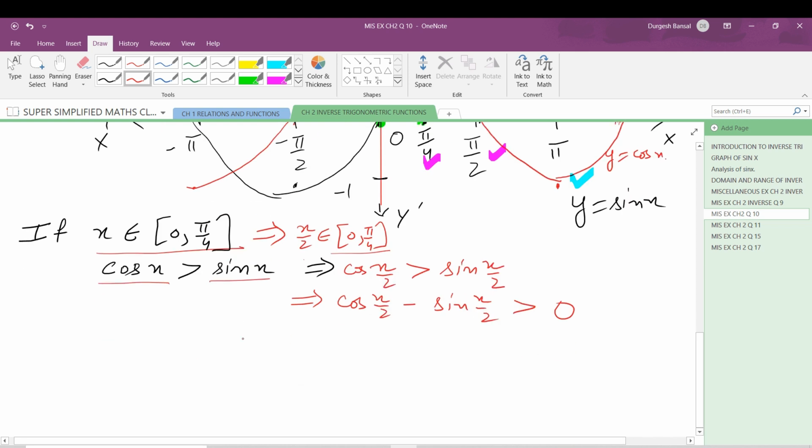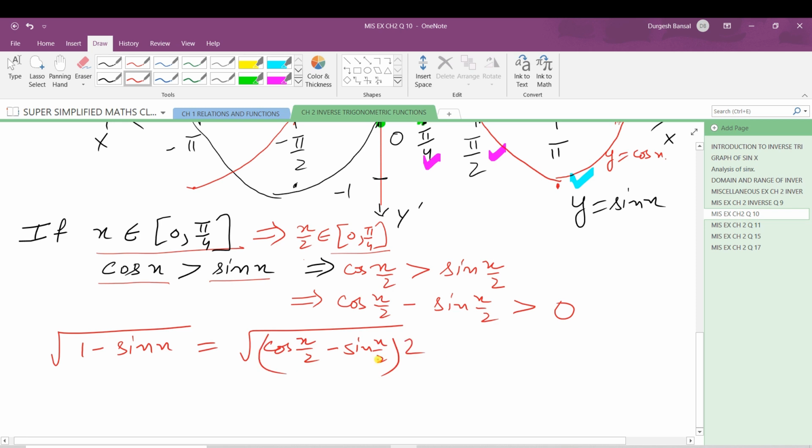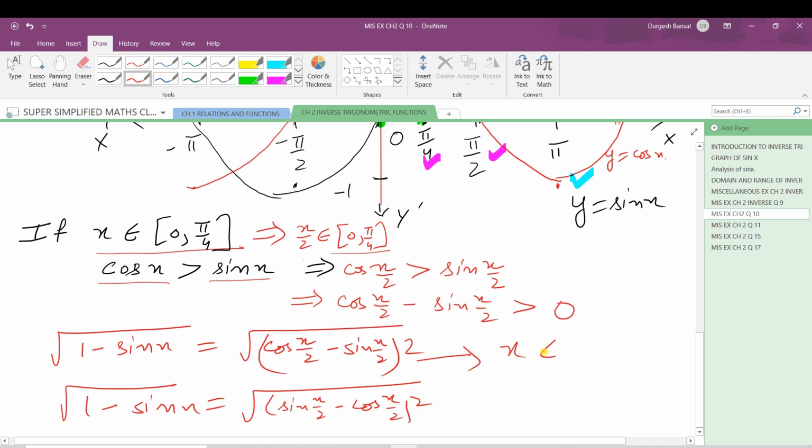And this is the reason, students, why I took the square root of 1 minus sin x as cos x by 2 minus sin x by 2 whole square. Whereas root of 1 minus sin x can also be written as sin x by 2 minus cos x by 2 whole square. This is going to be written when x belongs to the interval 0 to pi by 4, and this is going to be written when x belongs to the interval pi by 4 to pi by 2. So it depends upon the interval how we are going to write this expression.